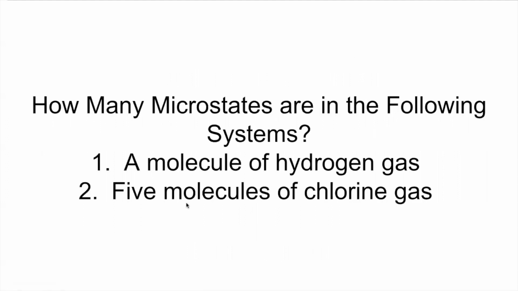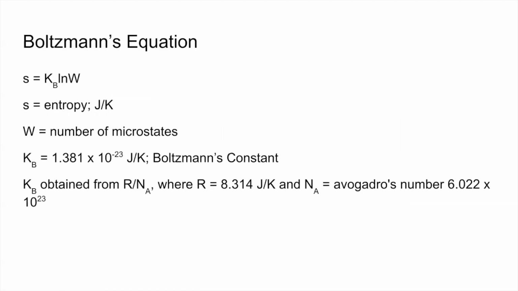A microstate is defined as a unique arrangement of molecules or particles. In other words, each snapshot of a molecule is one microstate. To solve this problem, we use Boltzmann's equation. Boltzmann theorized that the entropy of a system was related to the number of different ways particles could be arranged. Boltzmann's equation is written here.